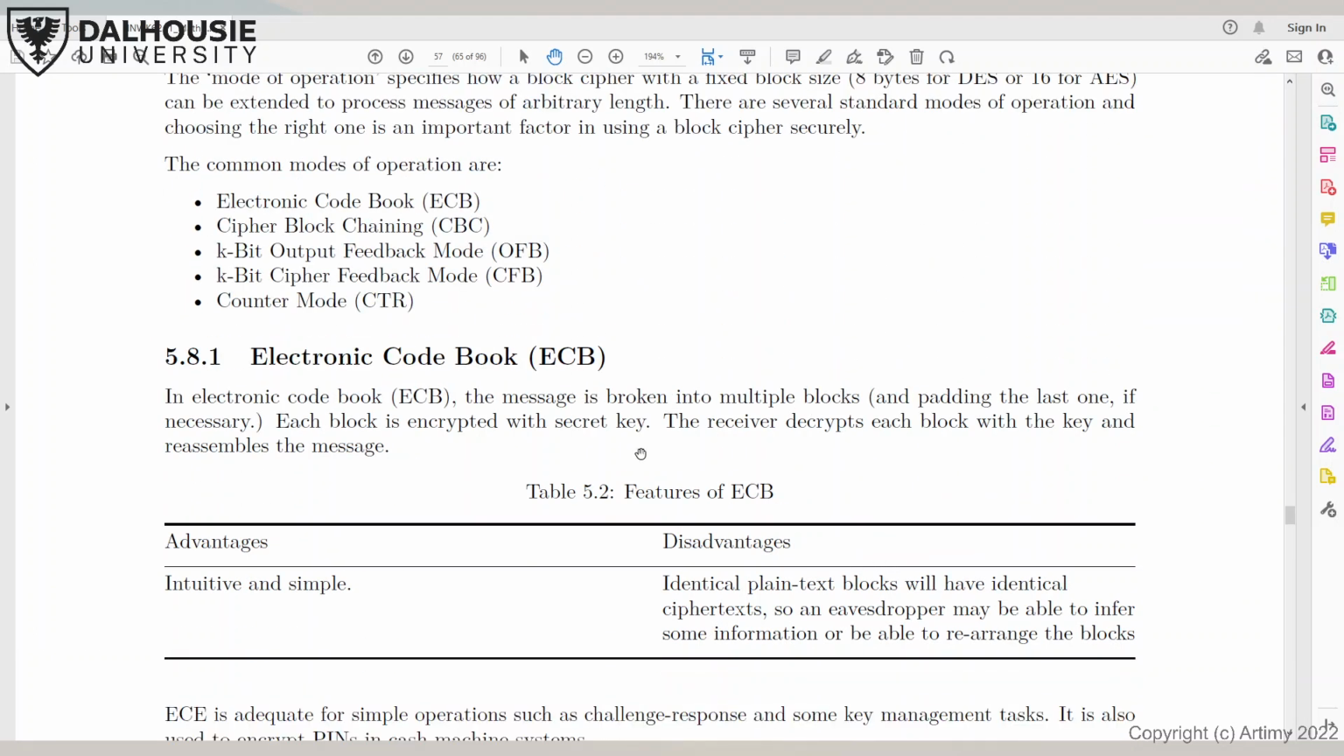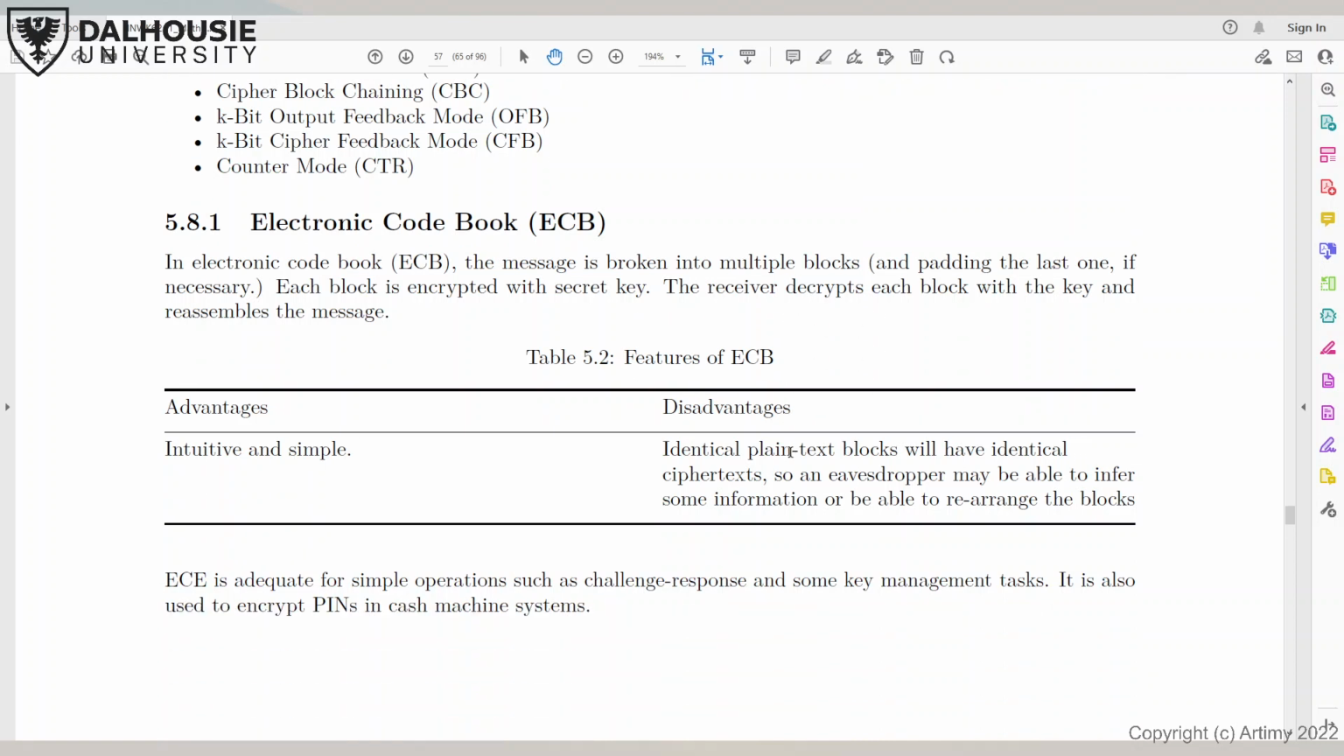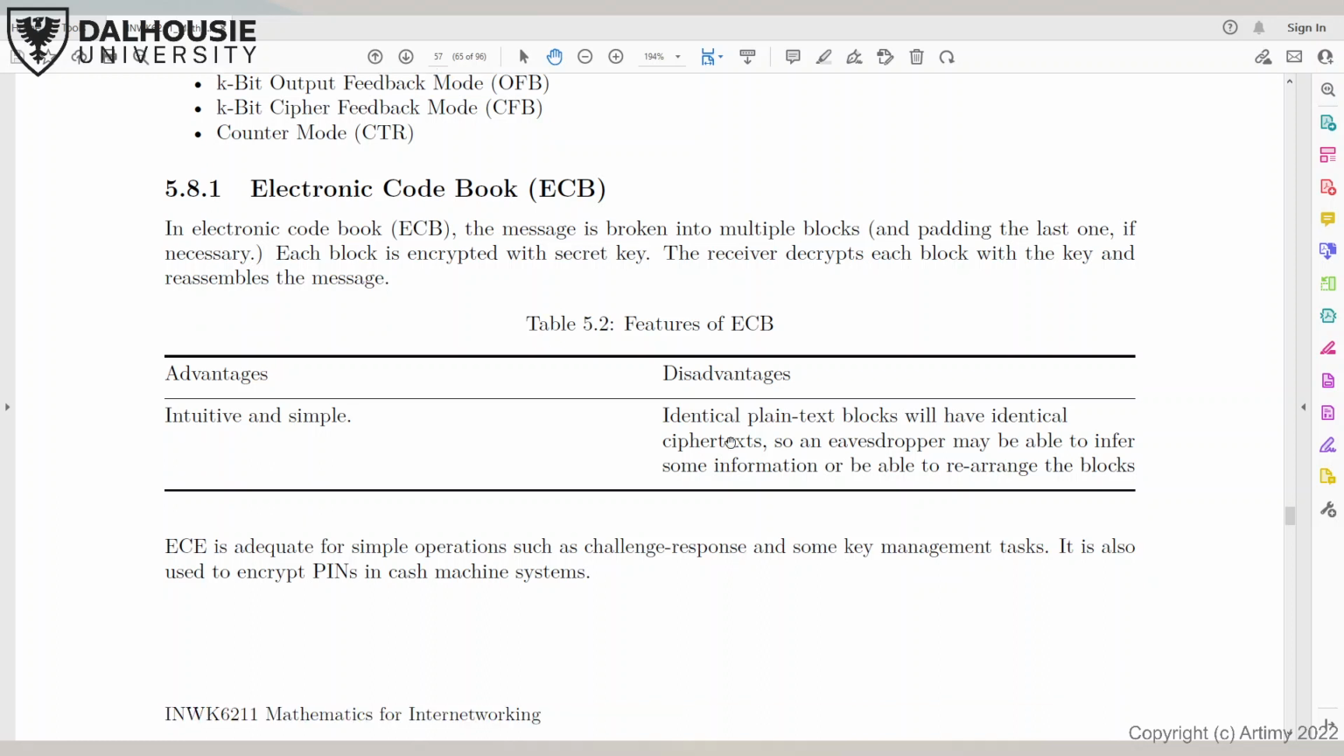Now, the simplest one, however, has problems, has disadvantages. When we break a file into 64-bit blocks, it is possible that some of the blocks will be identical. So the same 8 letters, for 64 bits, so 8 characters in the original message, will be encrypted and result in exactly the same cipher.